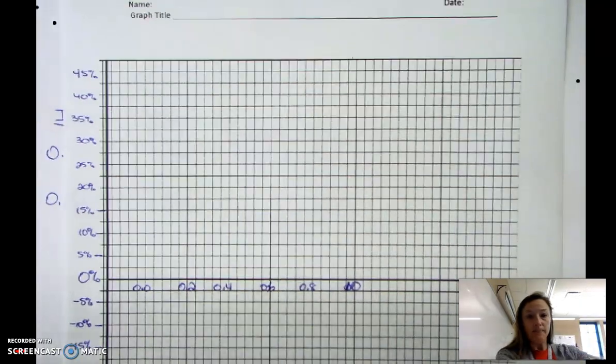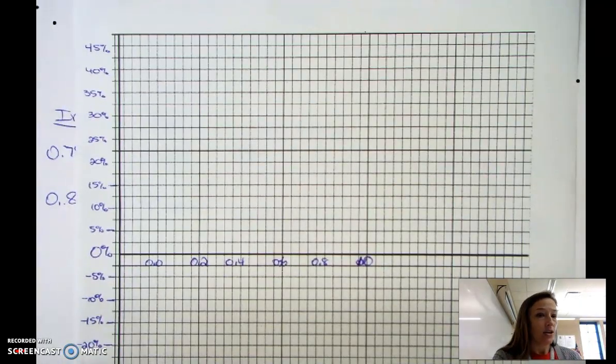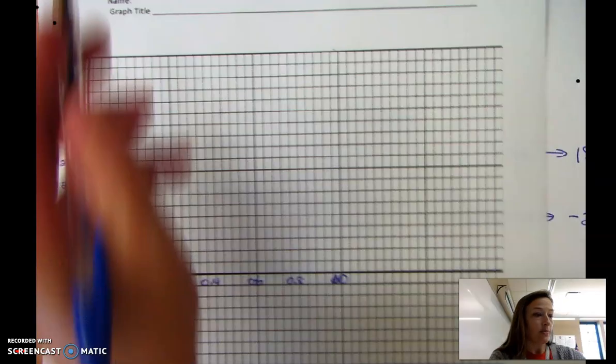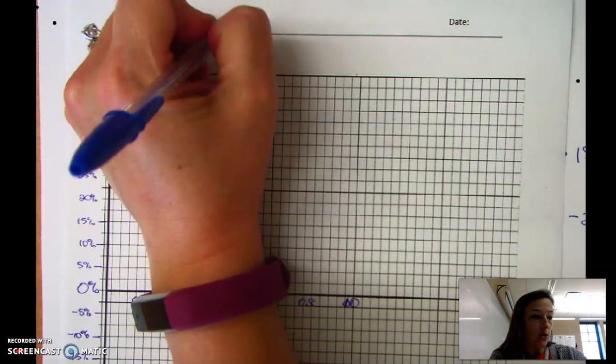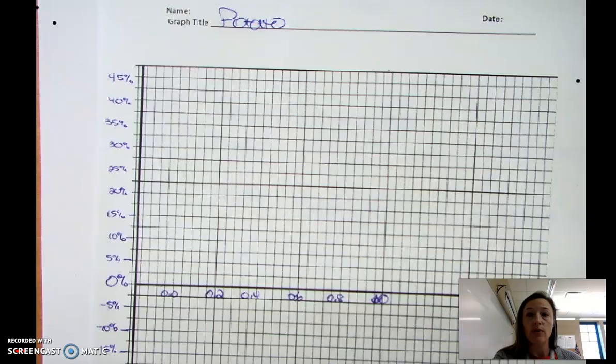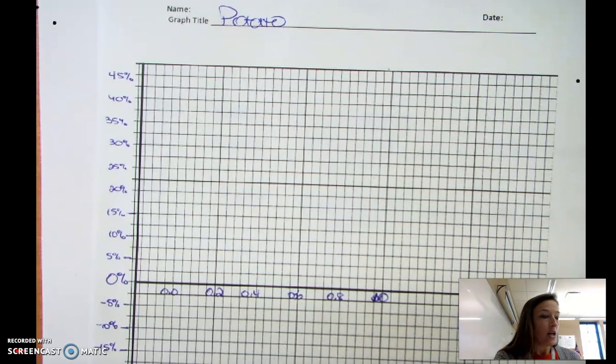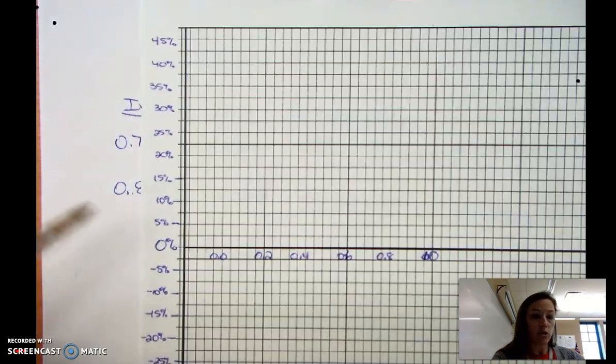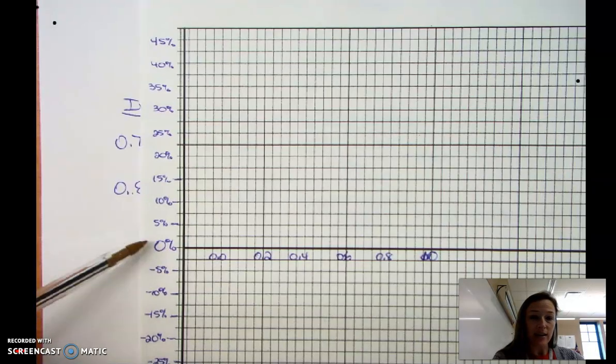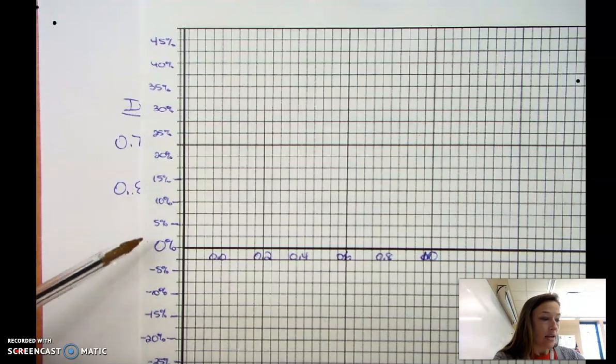And let me zoom out a little bit and talk about this graph. You're actually going to have 3 graphs. You're going to have one for potato, so we'll call this the potato. You'll have one for sweet potato, and you'll have one for apple. And so what I want you to do is, in the middle, you'll have a dark line. That's going to be your 0%. And then you're going to go up with positive numbers and down with negative.